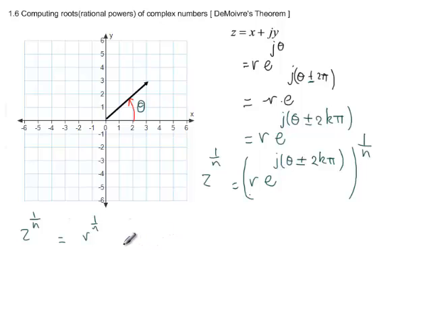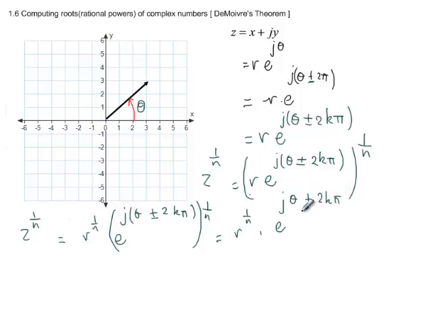Then when you come this side, this is going to be e to the power j theta plus or minus 2k pi, all to the power 1 over n. Simplifying that, you get r to the power 1 over n multiplied by e to the power j theta plus or minus 2k pi, divided by n. You understand what I'm saying? Divided by n.